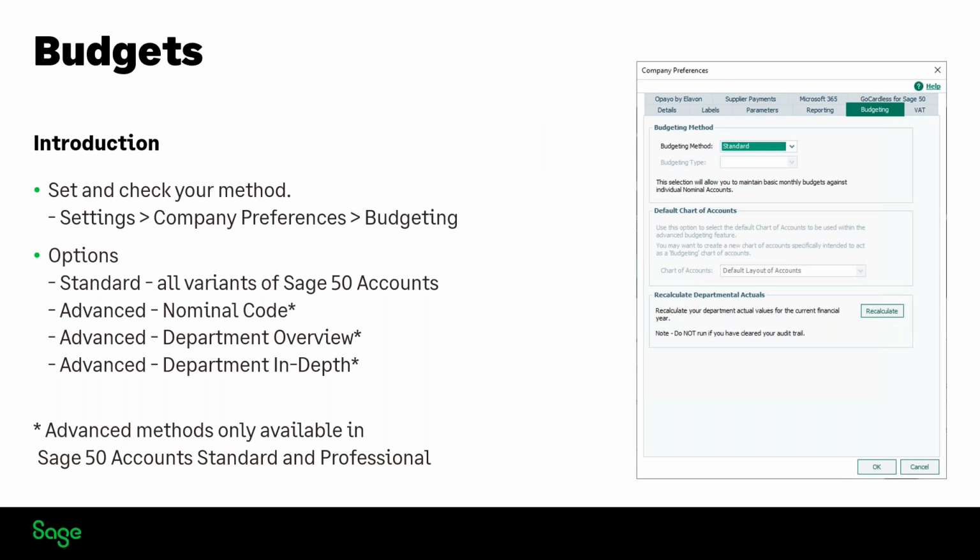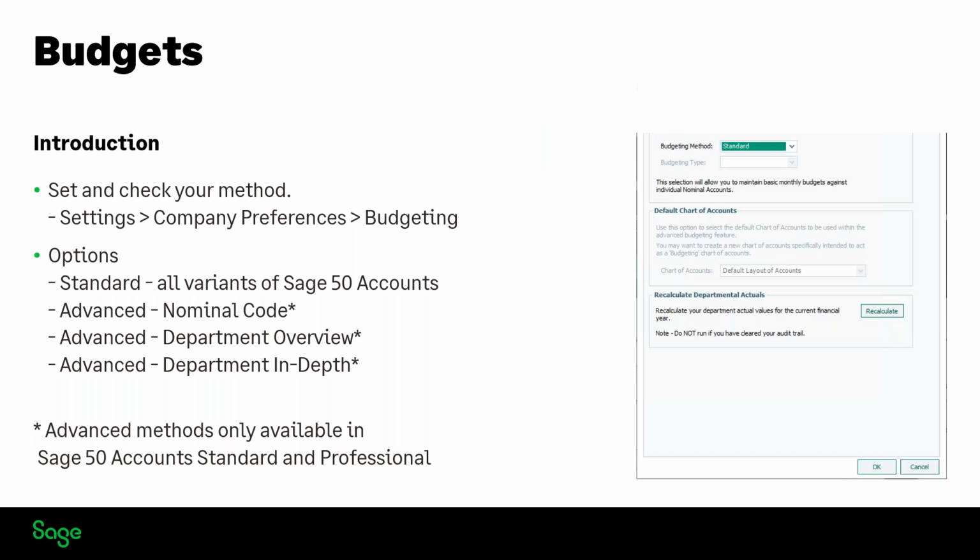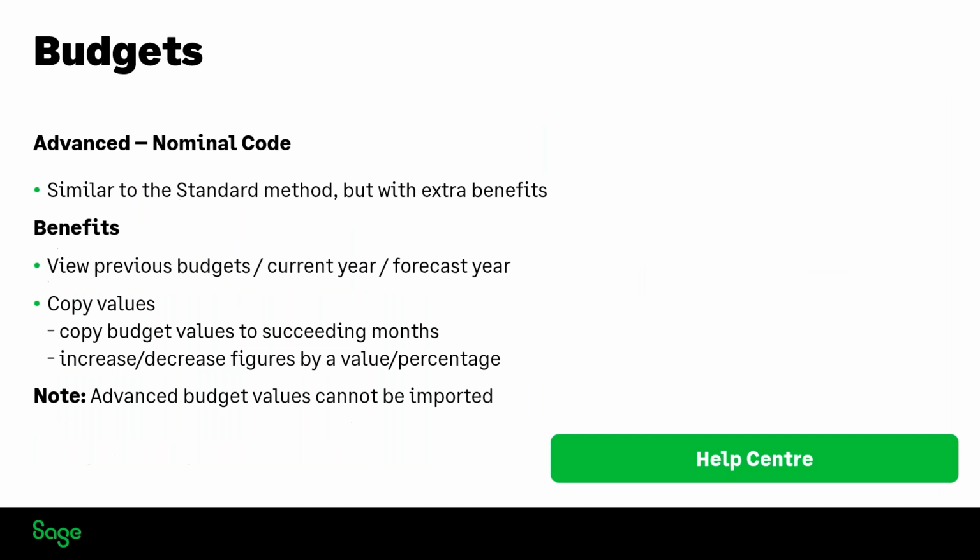When you choose advanced, the budgeting type box beneath that will become active, and that's where you can choose one of the 3 types that are available. So let's take a look at that in the software. Now, the first one we're going to look at in the software is advanced by nominal code.